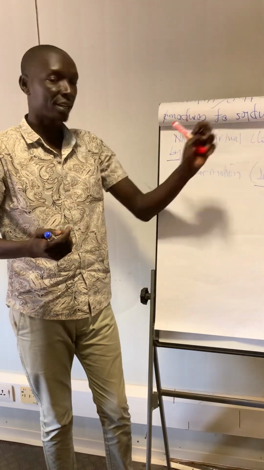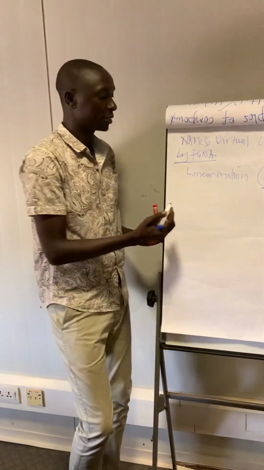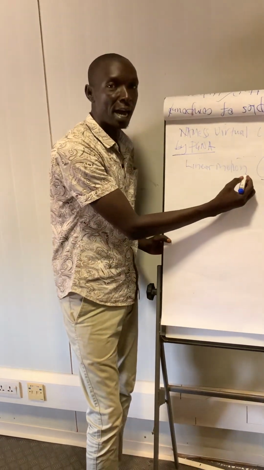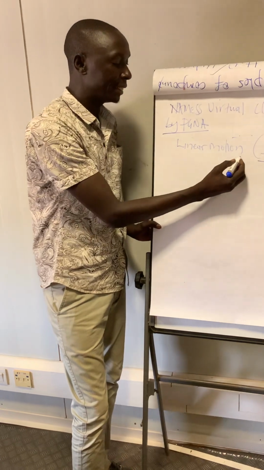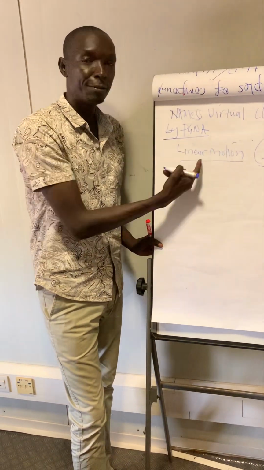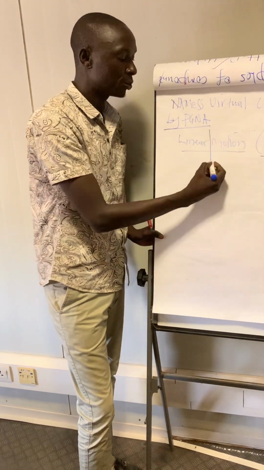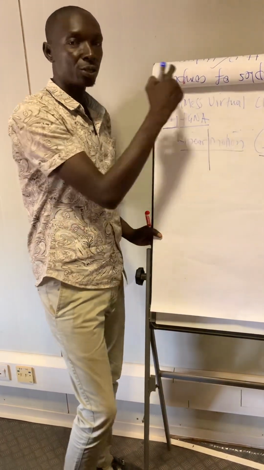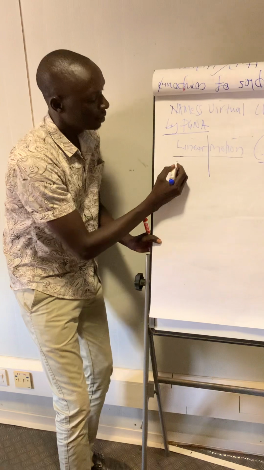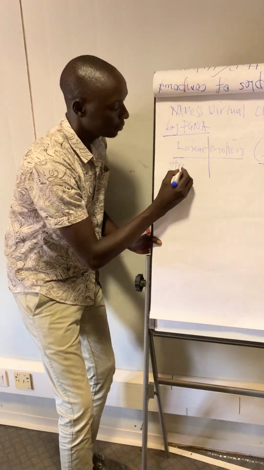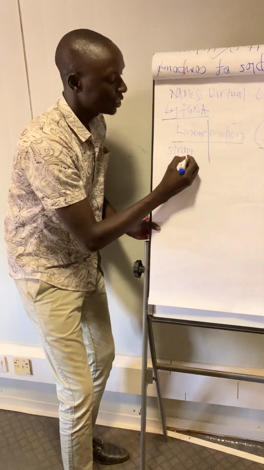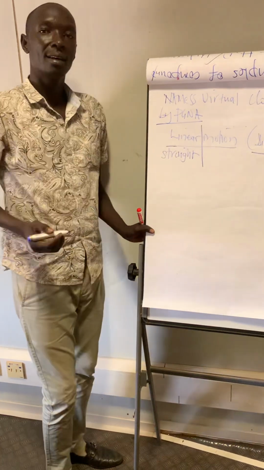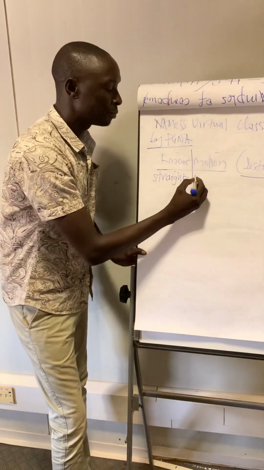As a subtopic of linear motion, I wanted us first to break down and have a clear understanding of what linear motion is. If you look at these terms, these are two terms: linear motion. The word linear means straight, and the word motion is movement.